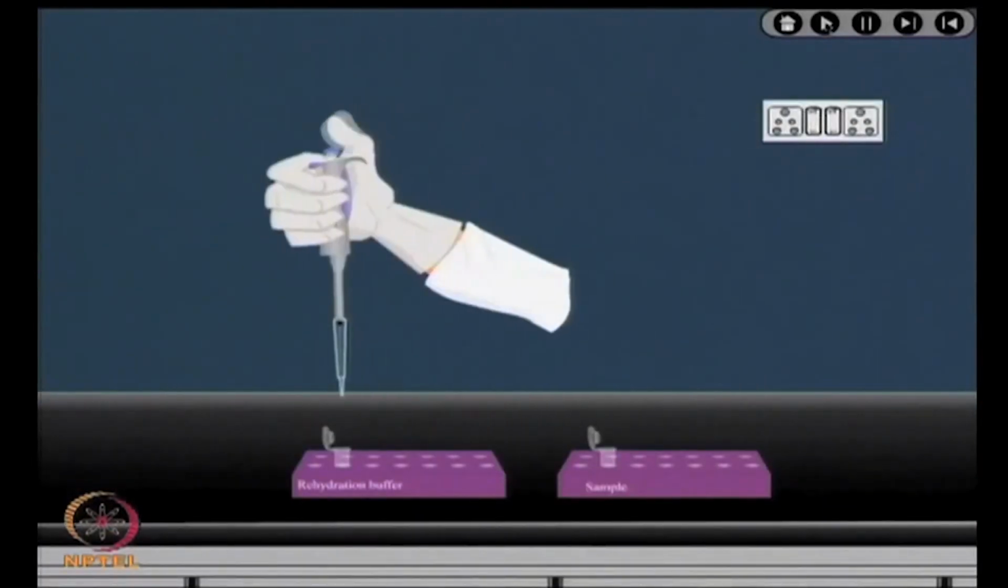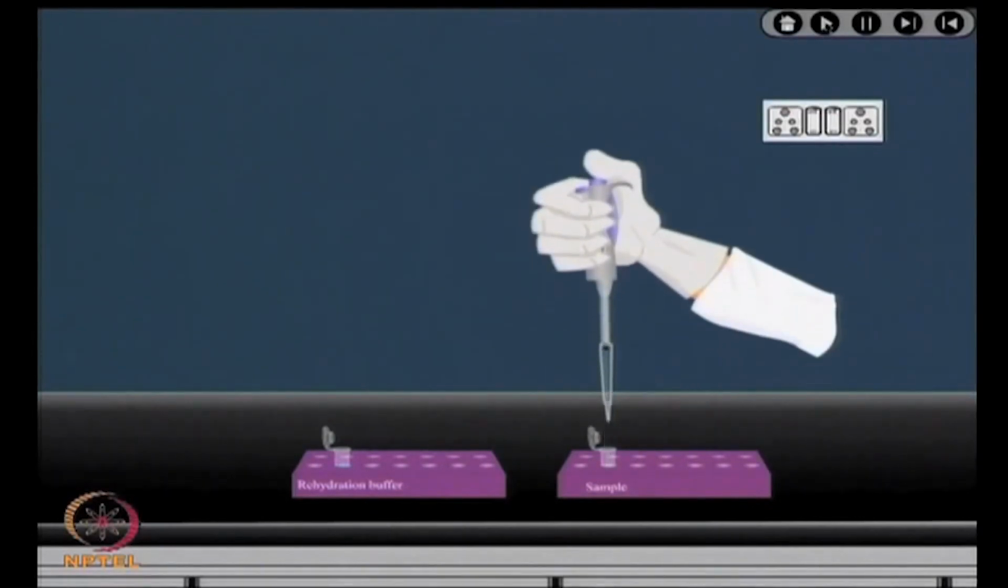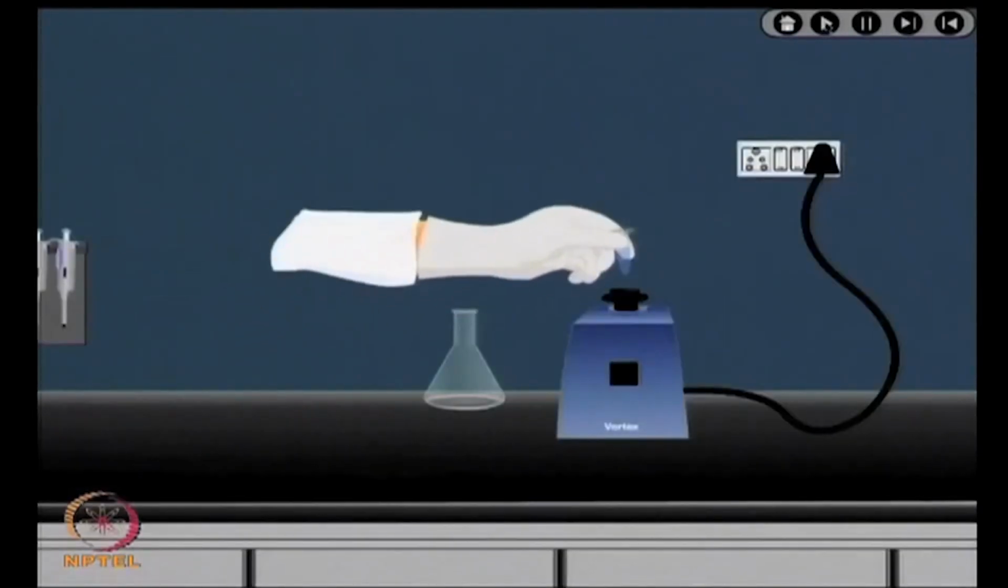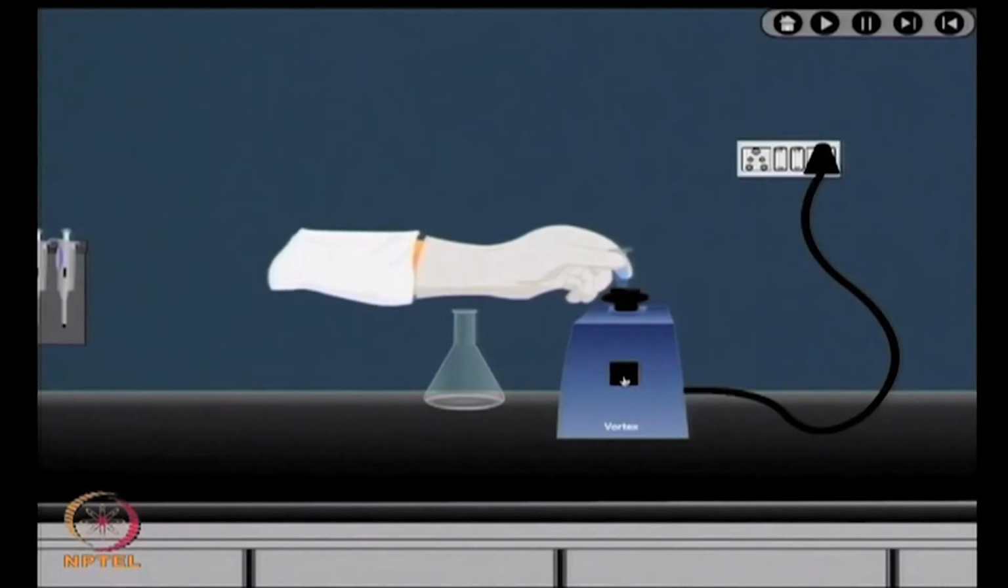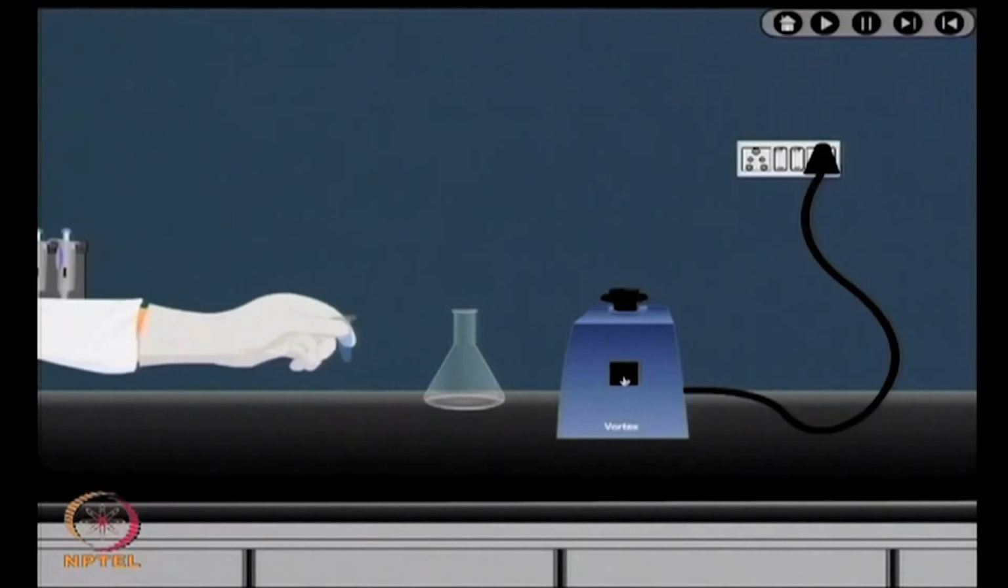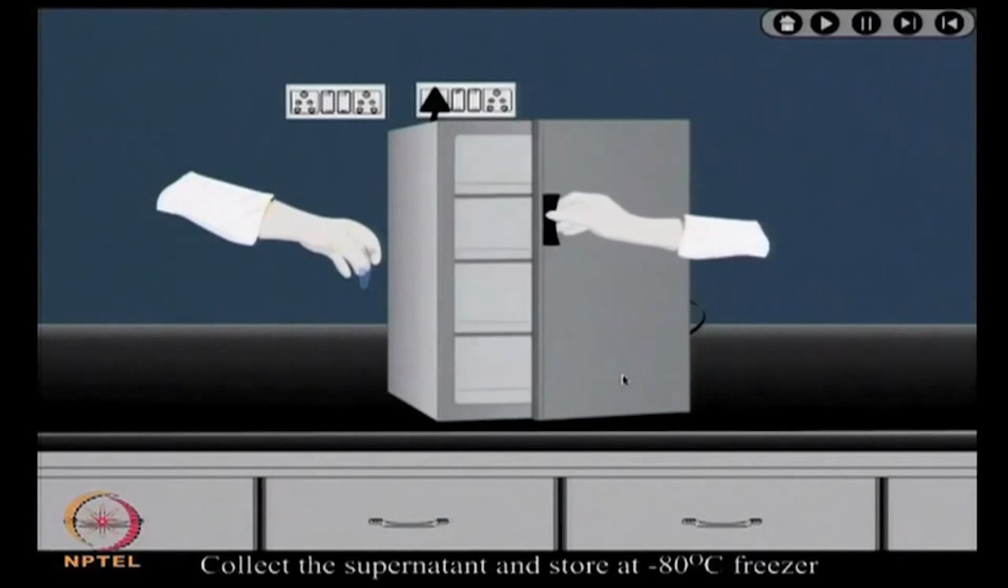The pellet can be dissolved in lysis buffer containing 8 molar urea, 2 molar thiourea, 4% CHAPS, 2% IPG buffer, 40 millimolar DTT and a trace amount of bromophenol blue. You can then again perform the vortexing step and keep this extract at minus 80 degrees until further use.